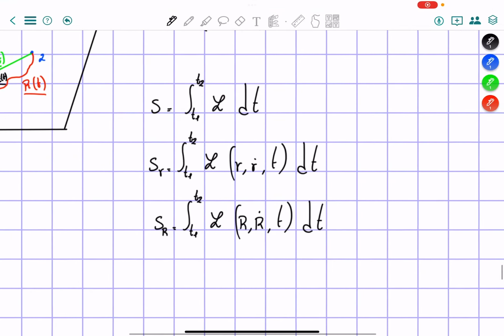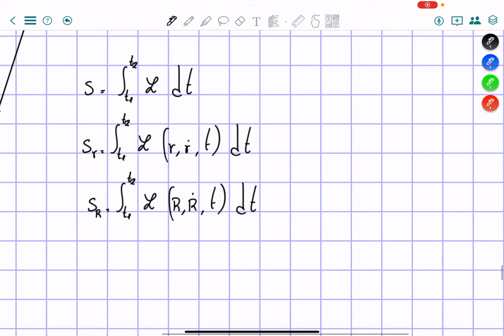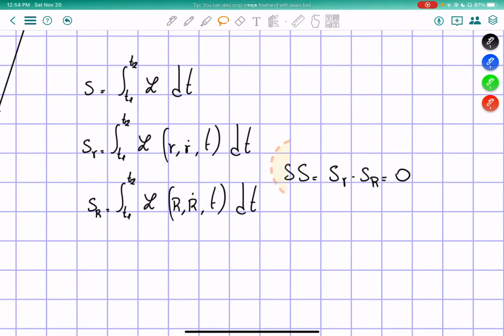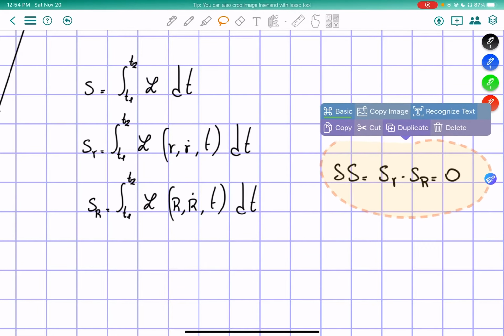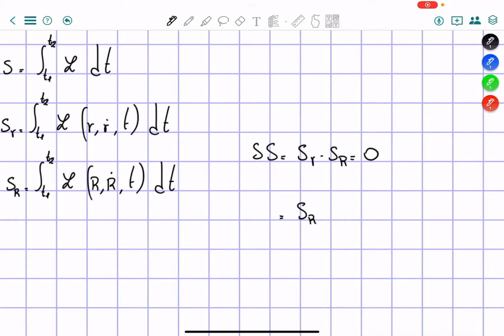Nice. Okay. Now, if we're saying they're the same thing, it means that the difference between the two of them will be equal to 0. Right? So that's the difference in these two paths. Now, the book writes it a little bit differently. Since we know it's a difference, we can also say that S capital R minus S small r is equal to 0. The same thing.